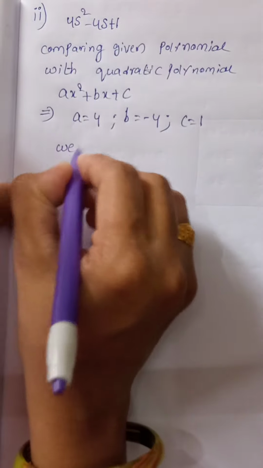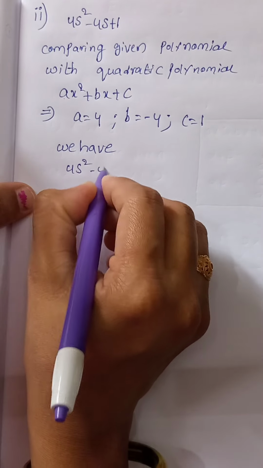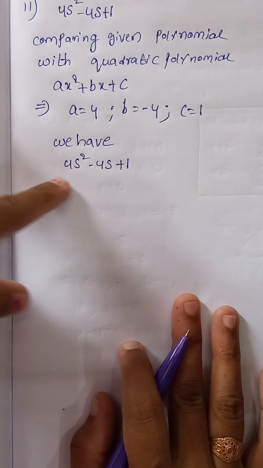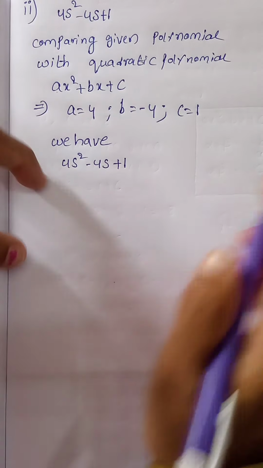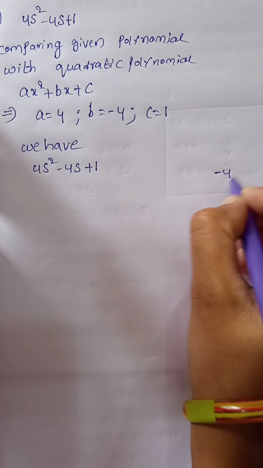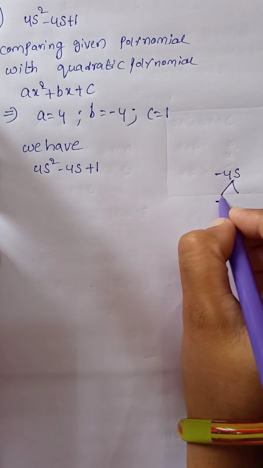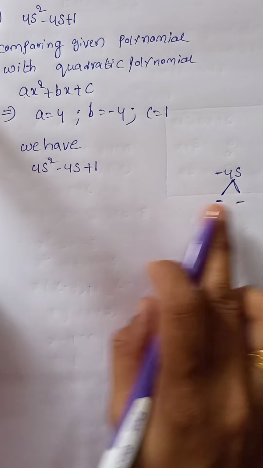Okay. Now we need to find the zeros of this polynomial. So we have 4x square minus 4x plus 1. So find the zeros of this given polynomial. How? We need to split this middle term into two terms. Here minus 4, we need to split this middle term into two terms. How can we find these two terms?